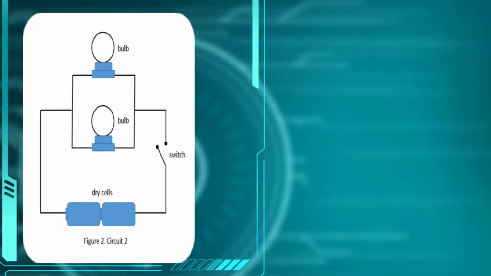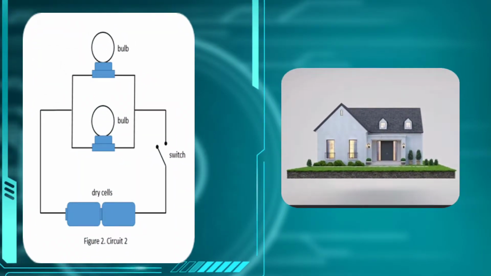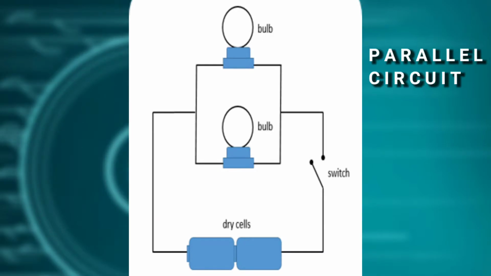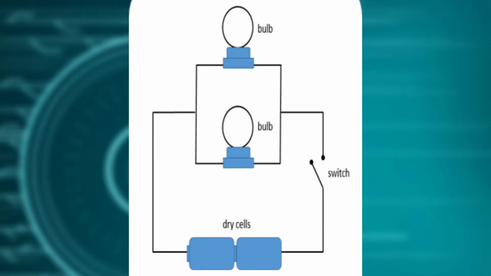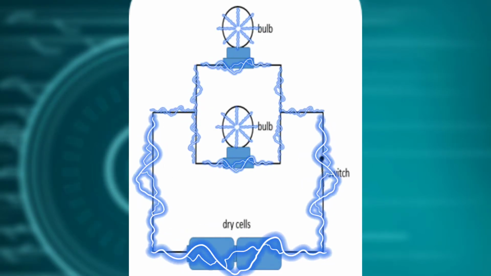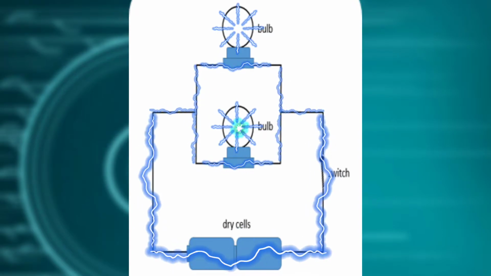The circuit that we have primarily in our homes is known as the parallel circuit, where they have two or more paths for current to flow through. When you switch off one, the other will remain on, with continuous flow of electricity.